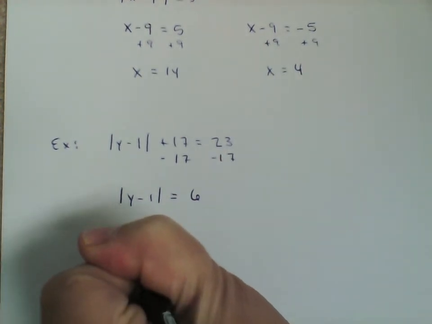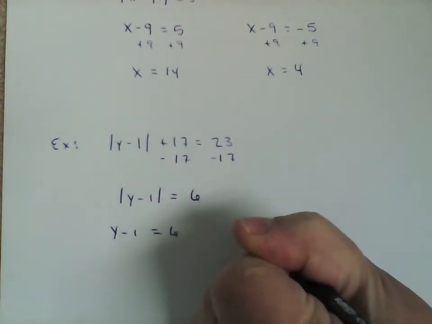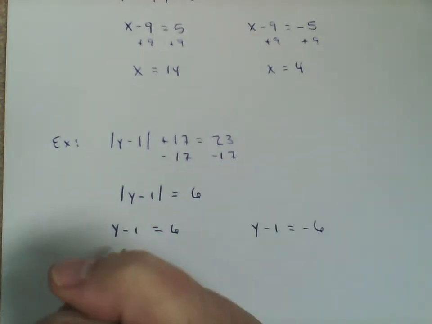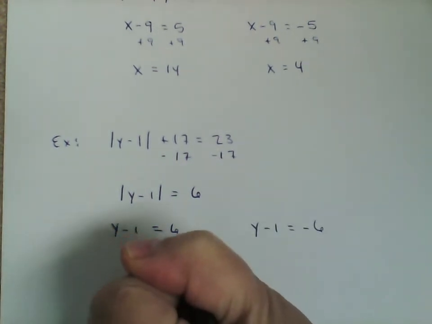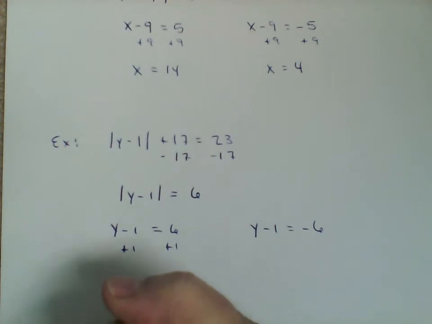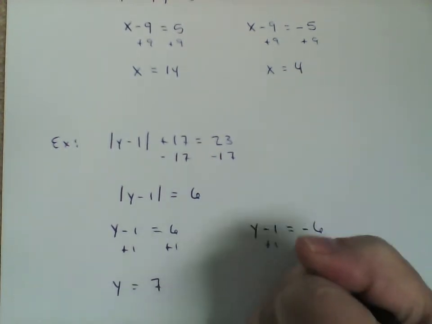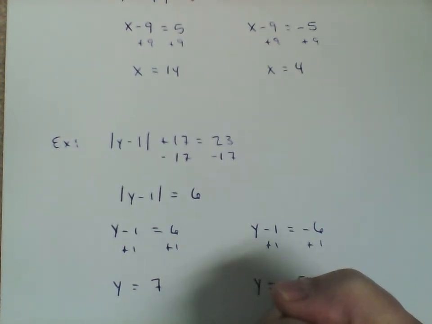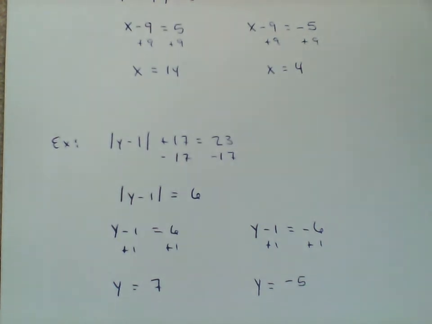Now I can just set up my two equations, right? One would be y minus 1 equals 6. The other would be y minus 1 equals negative 6. And then we're just going to solve each one. Add 1, and we get y equals 7. And we're going to add 1 here, and we get y equals negative 5. Now, I can have a negative solution for an absolute value equation once I set them up, right? It just means that we have to go over 5 in the negative direction to get that length away from 0.